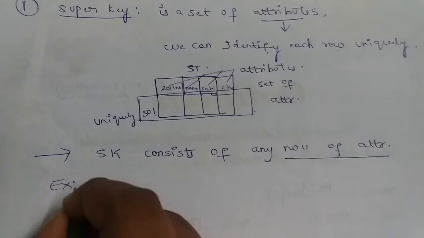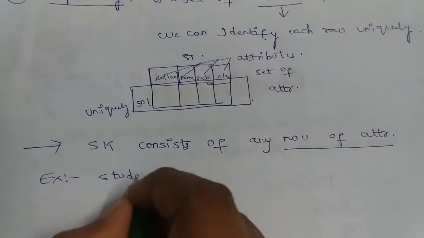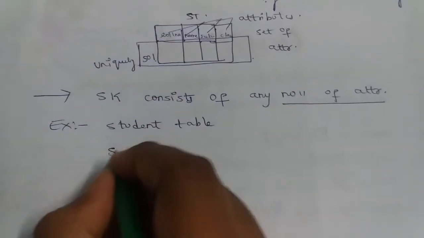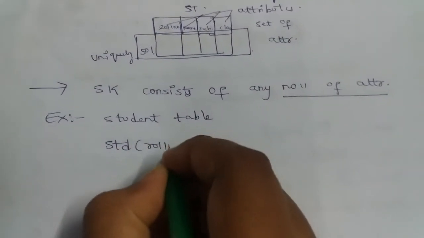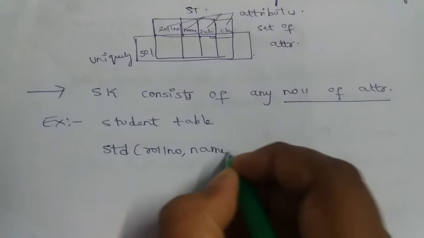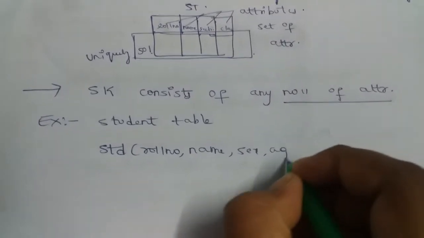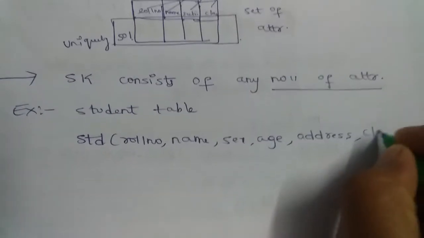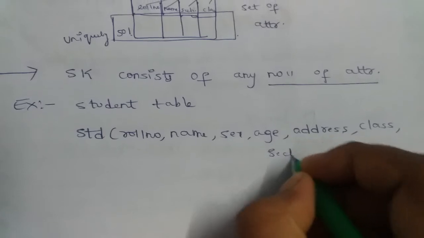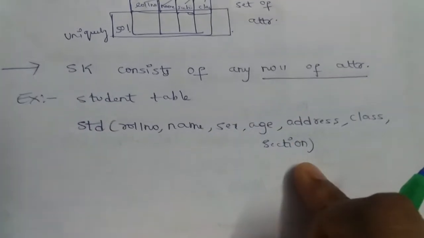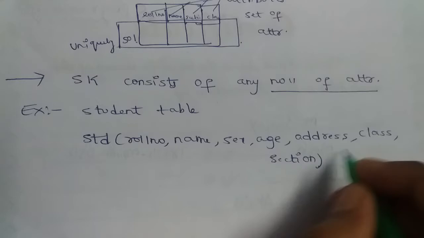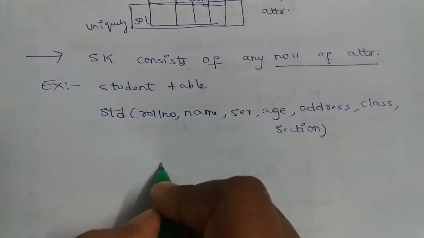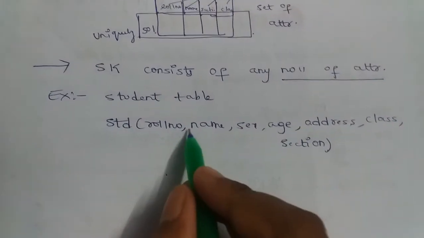Let me give an example. I am taking the student table. A student consists of roll number, name, sex, age, address, class, section. I am taking only these fields, but there are many more. I identify each row uniquely by using these.